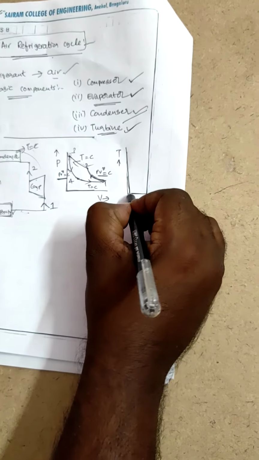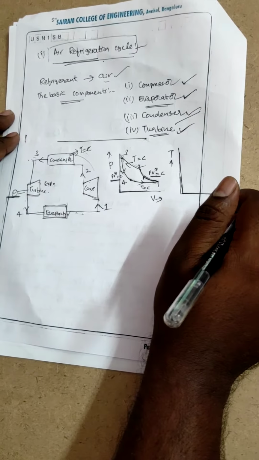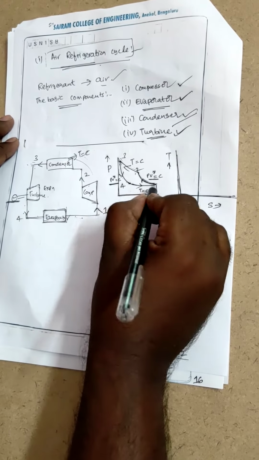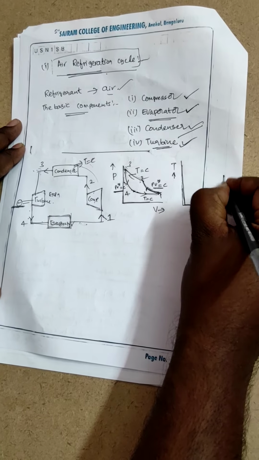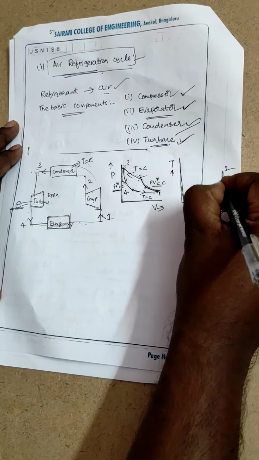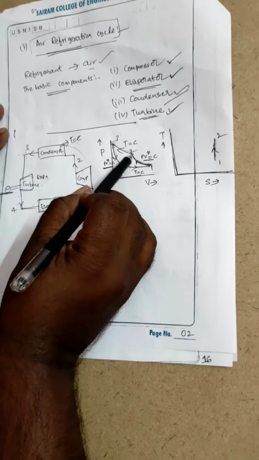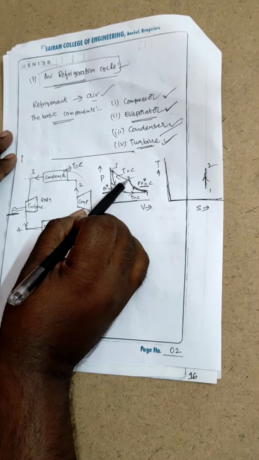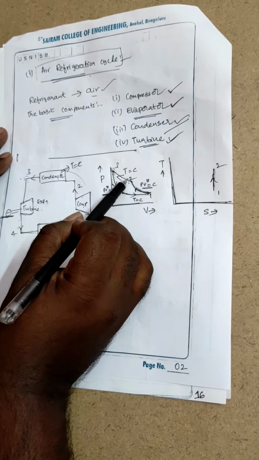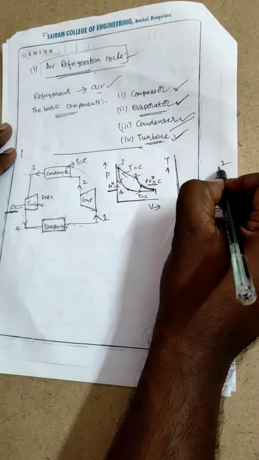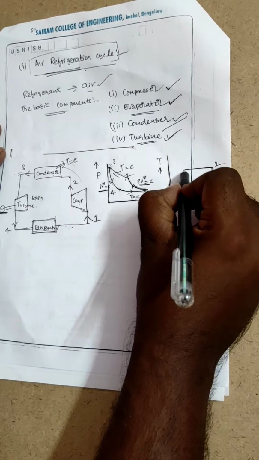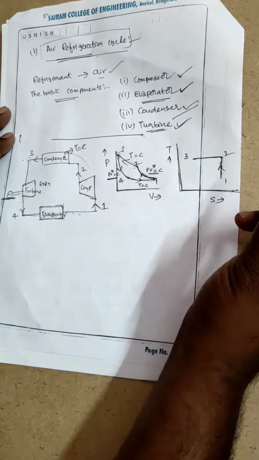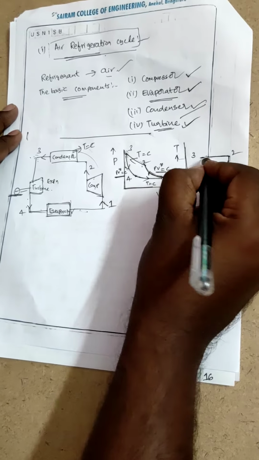The same thing has to be shown in the TS diagram. The 1 to 2 process is isentropic, that means entropy is constant. So I'll draw like this. This is 1, this is 2, and entropy remains constant. Looking at 2 to 3, temperature is constant. It is isothermal compression. In compression, entropy decreases and temperature remains constant. So the 2 to 3 process is isothermal, so T2 is equal to T3.